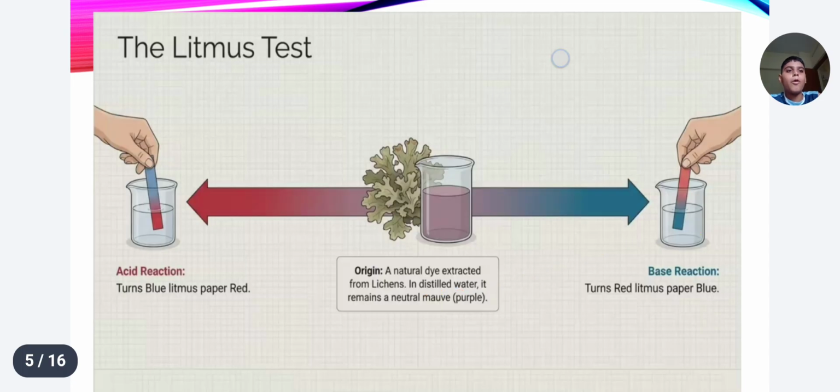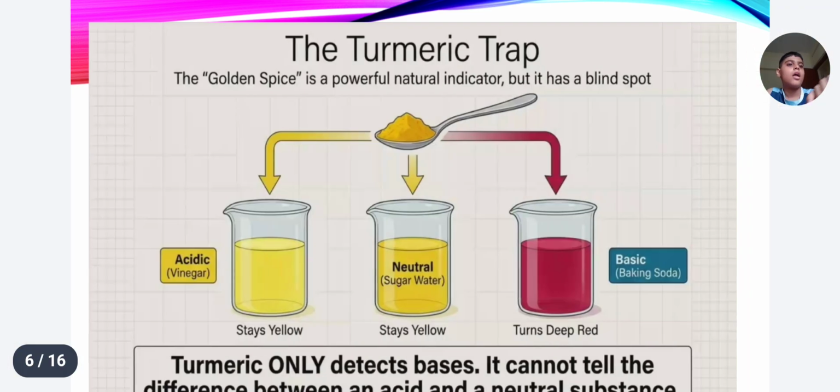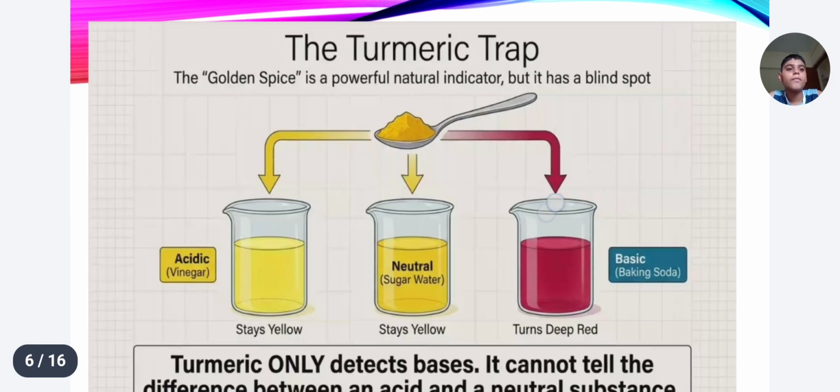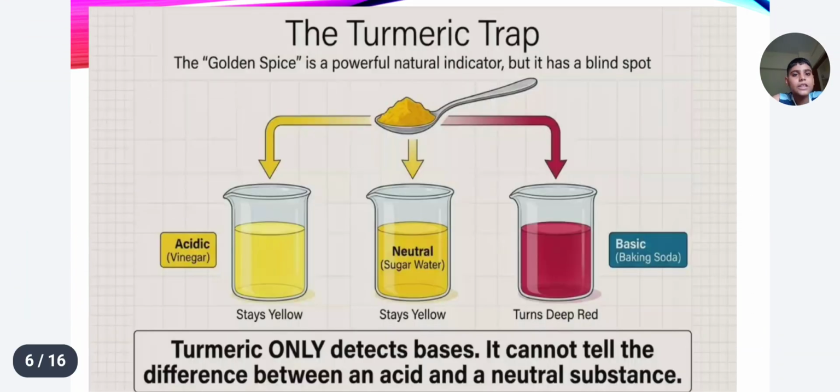Now moving on to the next. As I have mentioned, most of the indicators change in basic solution. So the example is turmeric stain. It is known as the golden spice because it is a powerful natural indicator, but it has a blind spot. What is that blind spot? The blind spot is that it can't tell whether a substance is neutral or acidic.